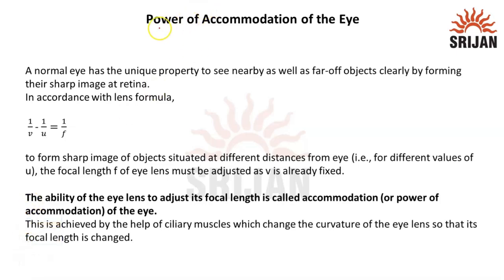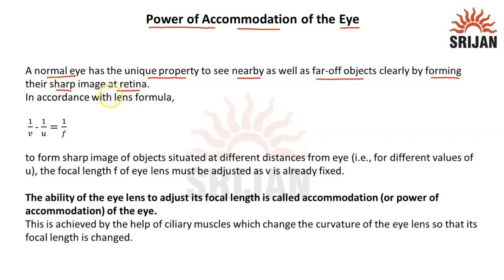In this video, we'll be studying about the power of accommodation of the human eye. We know that a normal, healthy eye has this unique property to see the nearby as well as the far off objects clearly by forming a sharp image at the retina.